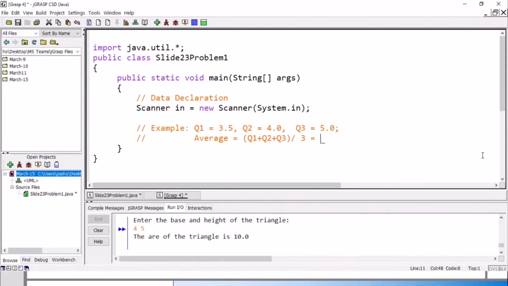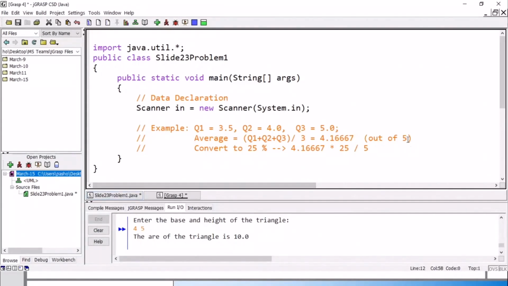So it is 4.16667, but this is out of 5, and I need to convert it into 25%. So to convert to 25%, you do the following. You multiply 4.1667 by the new scale, which is 25, divided by the old scale, which is 5.